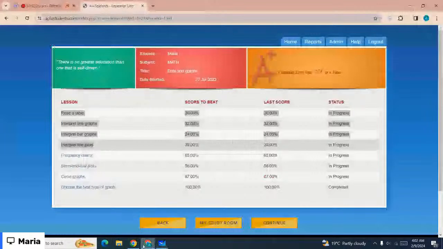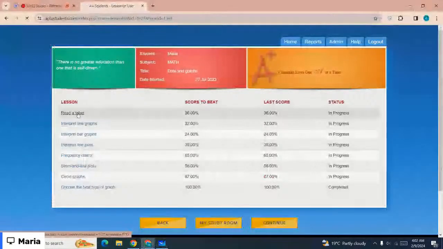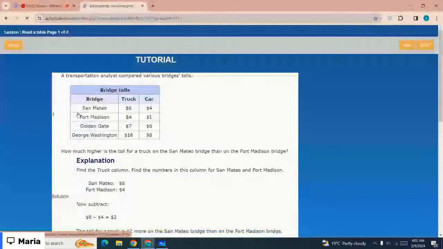Here I am on grade 4 math. Let's just start with the first lesson, read a table. So basically we're going to learn how we read values from the data in the table, right? The first example is a transportation analyst compared various bridges' tolls. How much higher is the toll for a truck on the San Mateo Bridge than on the Fort Madison Bridge, right?